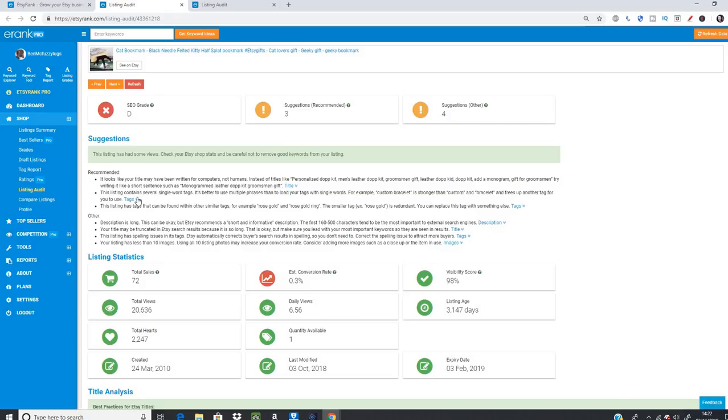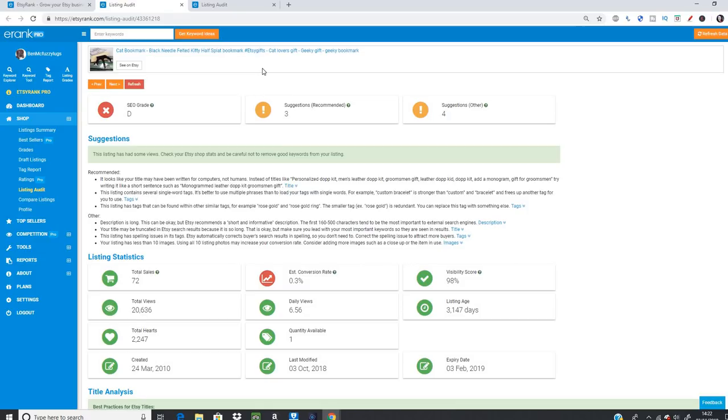So let's look at these recommended. First of all, this looks like your title may have been written for computers, not humans. This is such important advice. If eRank can pop up a quick program to look for this thing, now Etsy is telling us it wants us to write our listings for humans. So if eRank can flag up that we've not done it, then Etsy's certainly able to look at this. And it looks like a stream of keywords rather than telling us what it is.